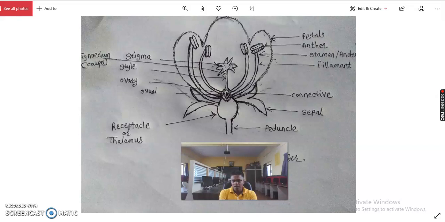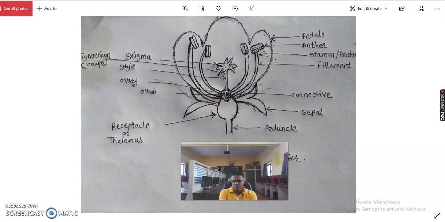It is attached to the back of the anther. It is a continuation of the filament. It is the midrib-like structure between the two fertile lobes of the anther, connecting them together. That is known as the connective.